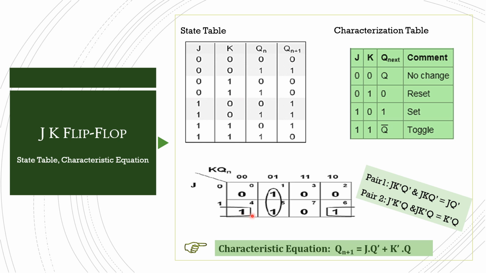We'll be getting two pairs. From pair 1, we'll be getting the simplified expression as J into Q bar, and from pair 2, the simplified expression is K bar Q. And so the characteristic equation of this JK flip-flop is Qn plus 1 is equal to J into Q bar plus K bar into Q.